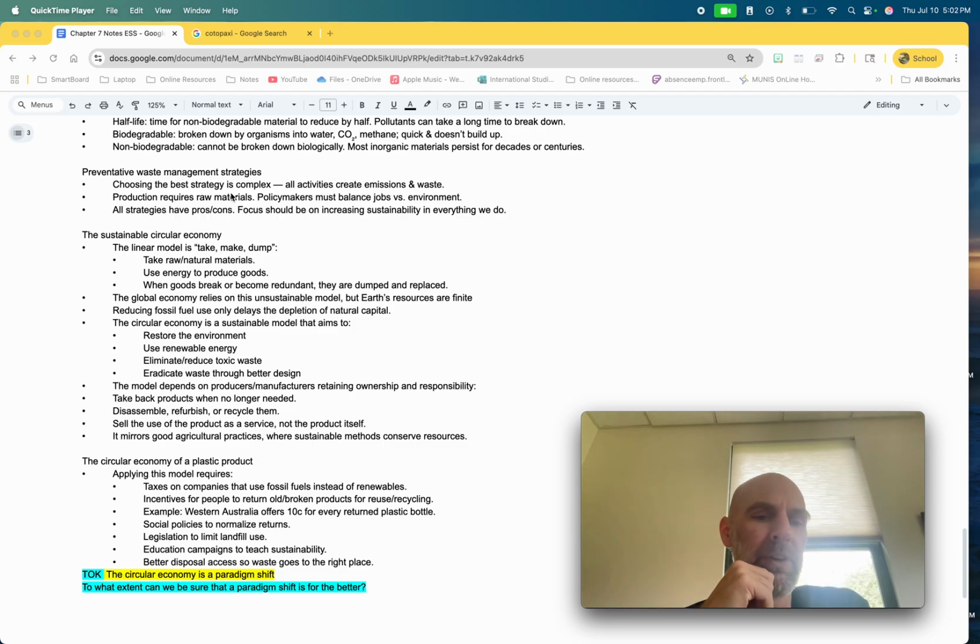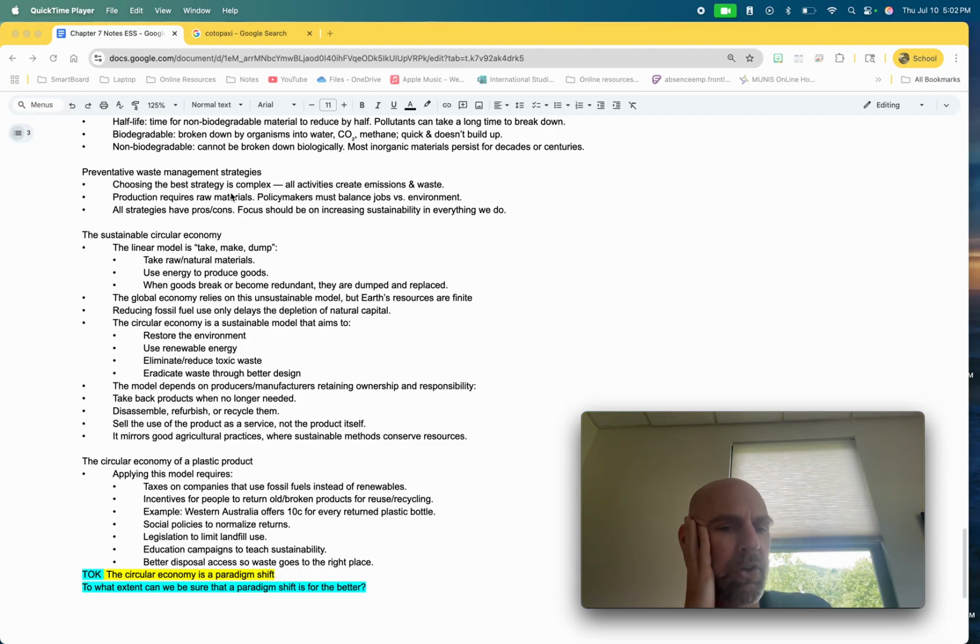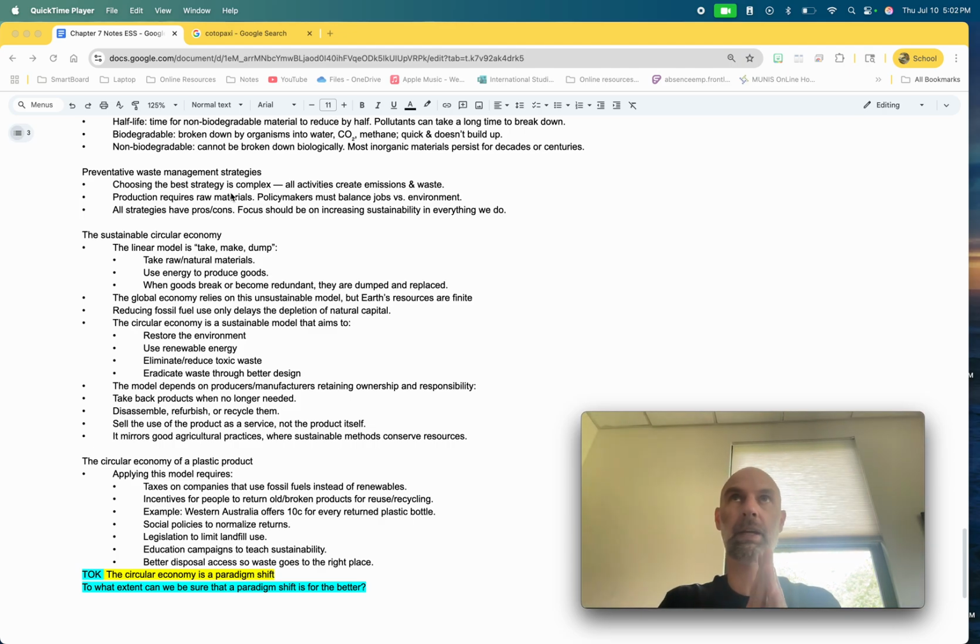Legislation to limit landfill use, education campaigns to teach sustainability, better disposal access to waste so waste goes to the right place. TOK, the circular economy is a paradigm shift. To what extent can we be sure that a paradigm shift is for the better? We don't really. We can just think about where the evidence looks like it's going to go, and support the idea. If it looks good, go for it. But there's no guarantees in life except death and taxes.